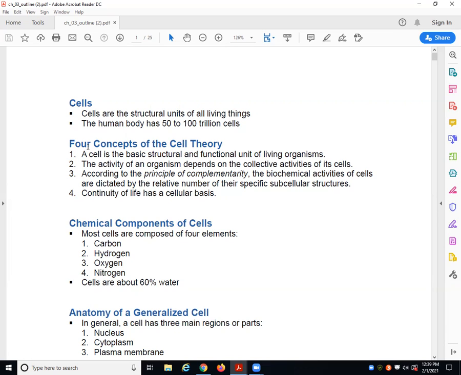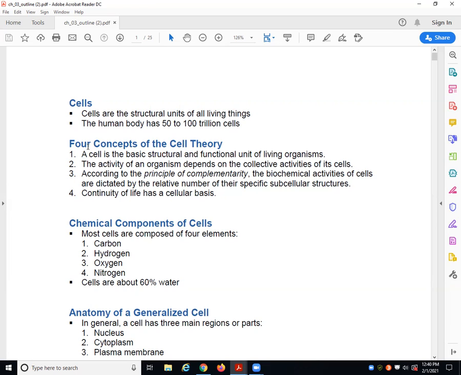And according to the principle of what we call complementarity, biochemical activities in cells are going to be dictated by the relative number of the specific subcellular structures. And subcellular means structures inside the cell. So if you have a lot of something, that cell is probably going to be advantaged in that area. If you don't have much of it, it's not going to do much of that.